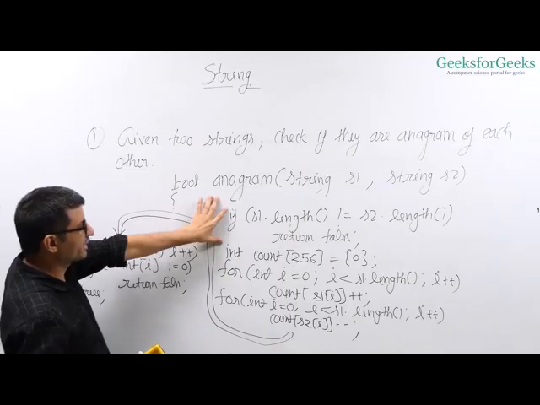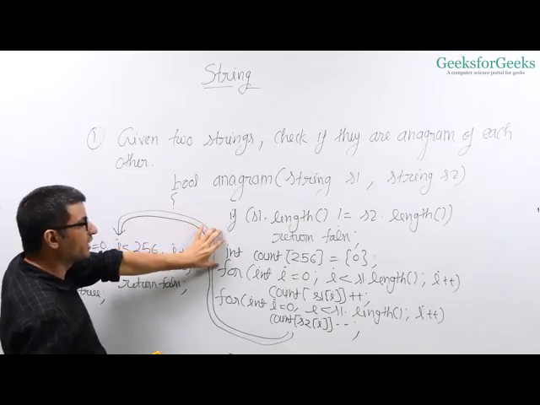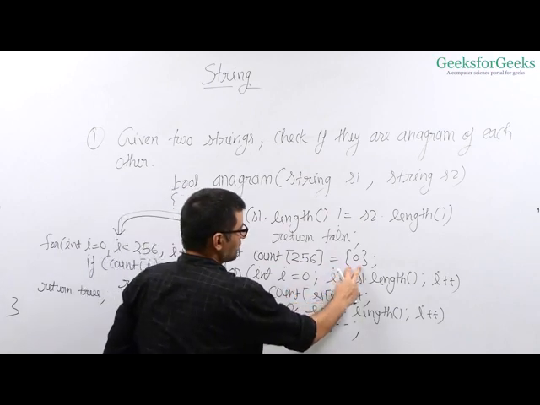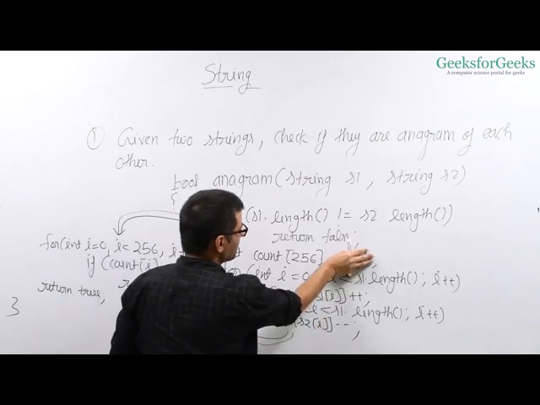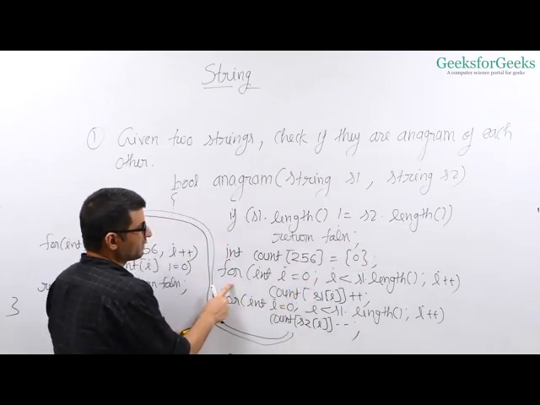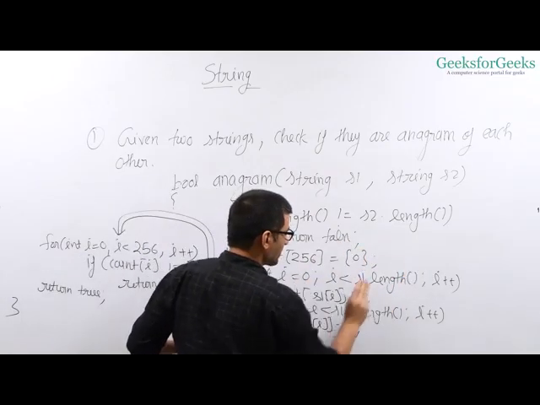So we first check the lengths. We make a count array with all the values 0. So in C++, I need to initialize this way. In Java, values are by default 0, so I don't have to write this thing. Then I traverse through the string first. In Java, I don't need to write these brackets.